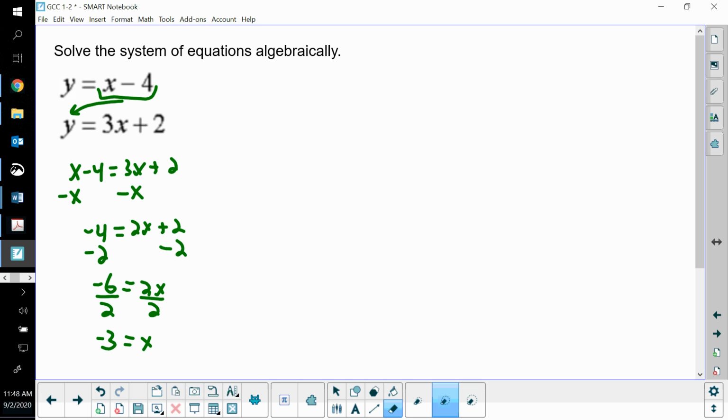And we can sub back into either one. That top one looks pretty easy. We'll have negative 3 minus 4. So that will give us negative 7. So our answer would be negative 3, negative 7. And we could sub in and check if we wanted. 3 times negative 3 is negative 9, plus 2 is negative 7. And then the negative 3 minus 4 also gives us negative 7.